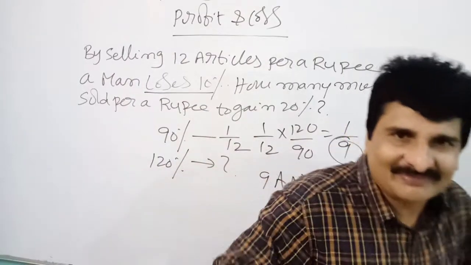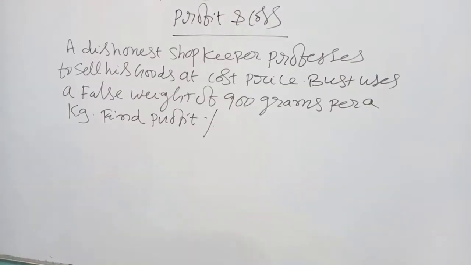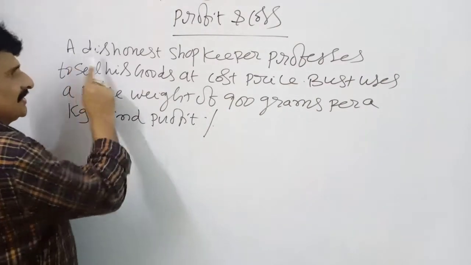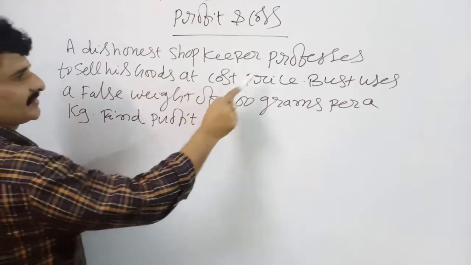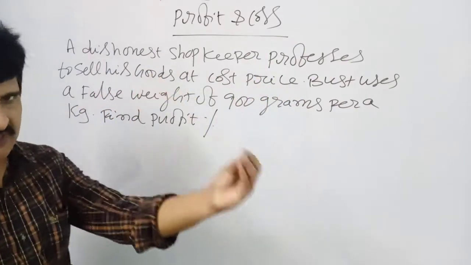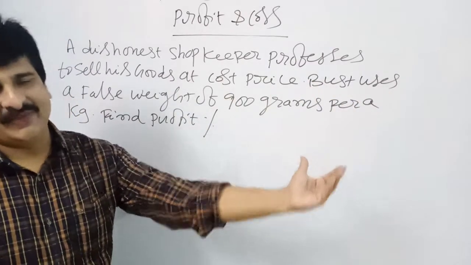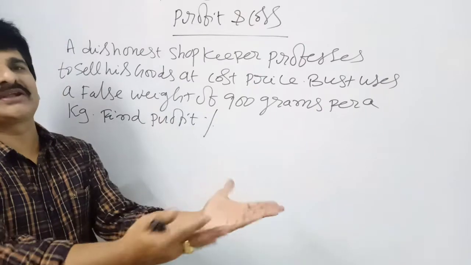This is a very important shortcut. Now we will go for the next model. Very, very important one. A dishonest shopkeeper professes to sell his goods at cost price. That means whatever the amount he is purchasing for, for the same amount he is selling. That means he won't get any profit or loss.